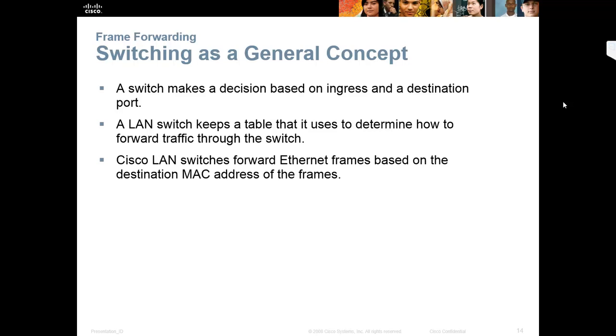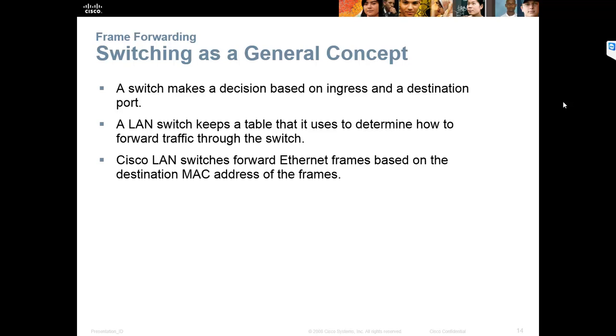So when we deal with switches, what we're actually dealing with is called frame forwarding. A switch makes a decision based on where the data comes in and a destination port. The switch keeps a table that is used to determine how it's going to forward traffic through the switch. Cisco LAN switches forward Ethernet frames based on the destination MAC address of the frame.